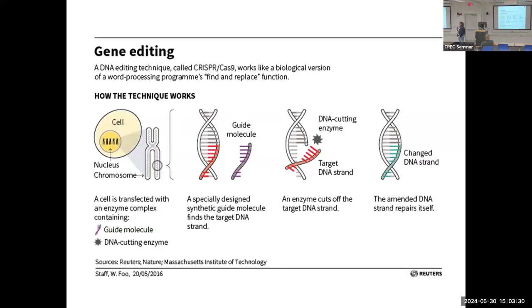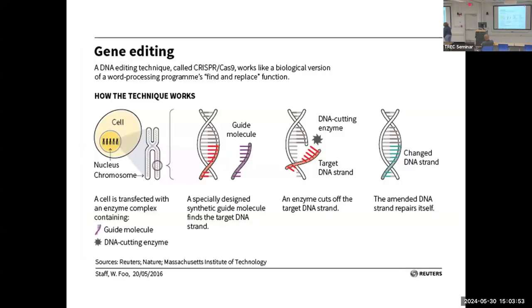So first, what is gene editing? As the name suggests, gene editing means to edit a particular gene or genome. Gene editing is also known as DNA editing technology, genome editing technology, and CRISPR-Cas technology. So how does this gene editing technology work? It works like a biological version of a word processing program, which uses a find and replace command.